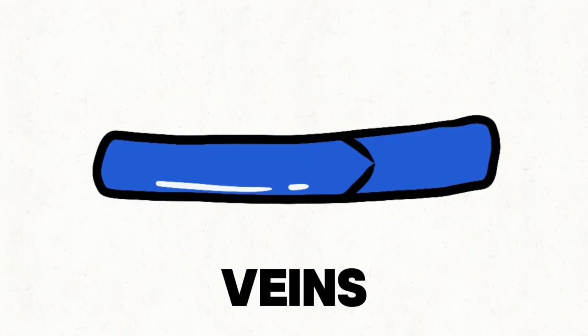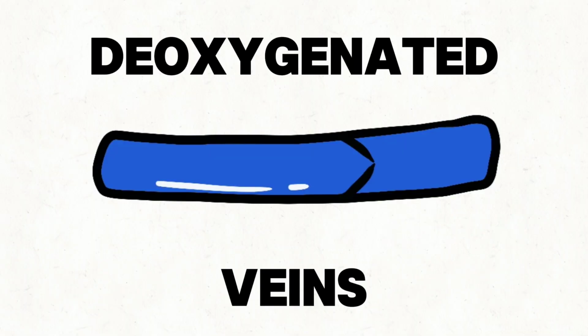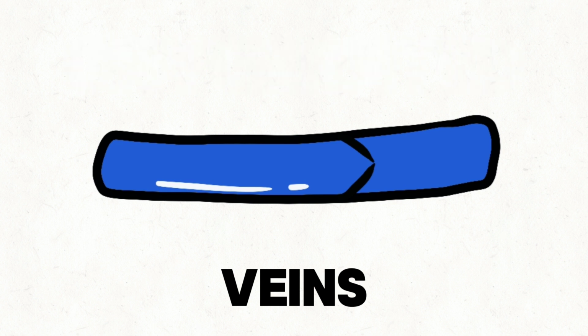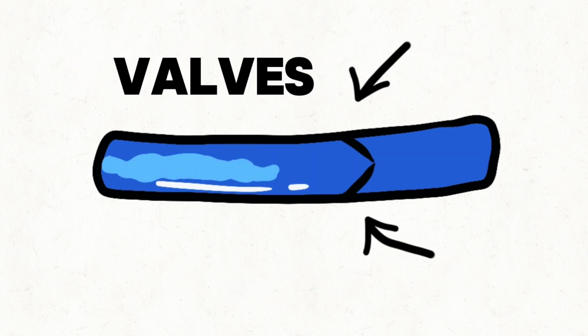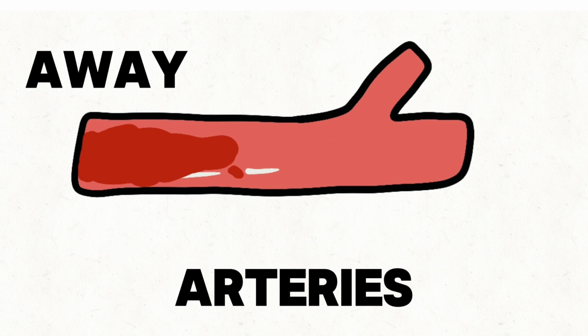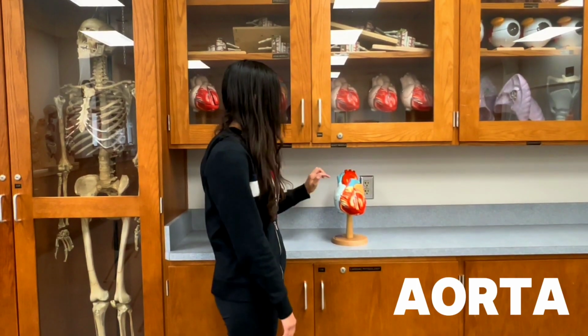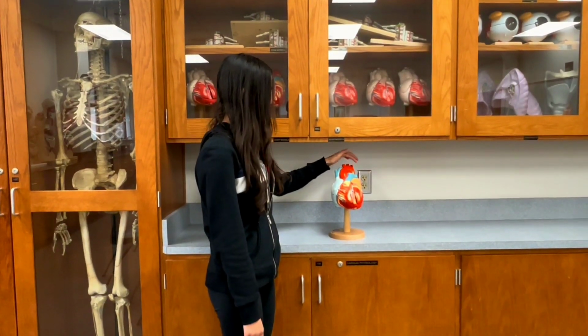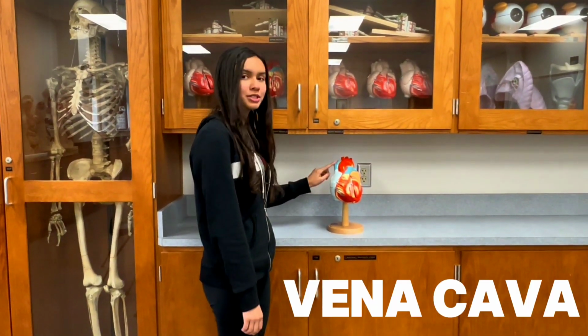by the ribs. The veins carry deoxygenated blood back to the heart so it can be oxygenated. Because veins have very little pressure, they have valves so that the blood cannot move backwards. Arteries do the opposite. They move oxygenated blood away from the heart. They don't need valves because their pressure is very high. This is the main artery called the aorta, and this is the primary vein called the vena cava.